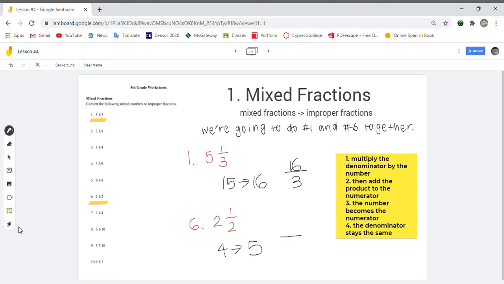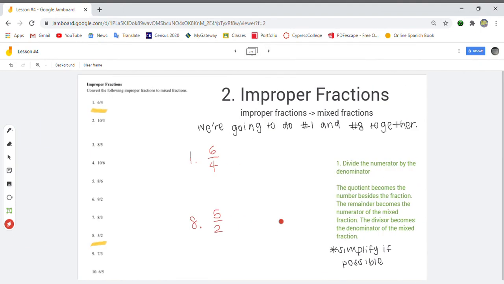Then 5 will become our numerator. And the denominator from the original is 2, so the denominator for the improper fraction will be 2 as well. So our improper fraction of 2 and 1/2 is 5 over 2. And that will be our answer to number 6. Now let's look at the second topic, which is improper fractions. And so we'll be converting improper fractions to mixed fractions.